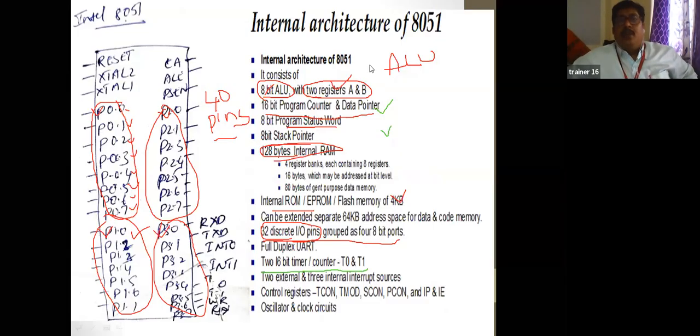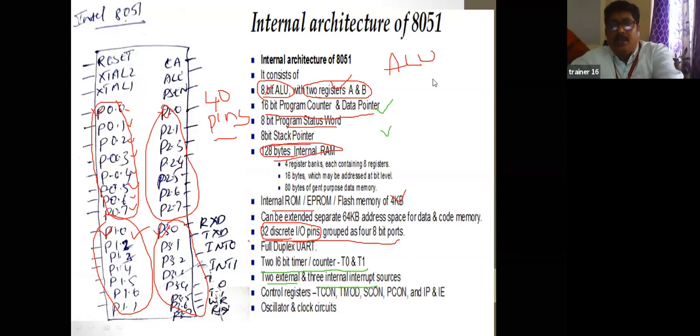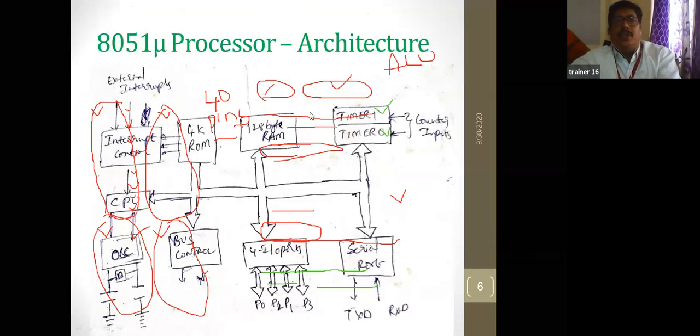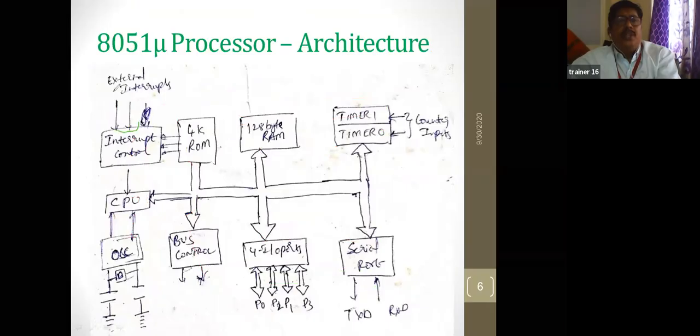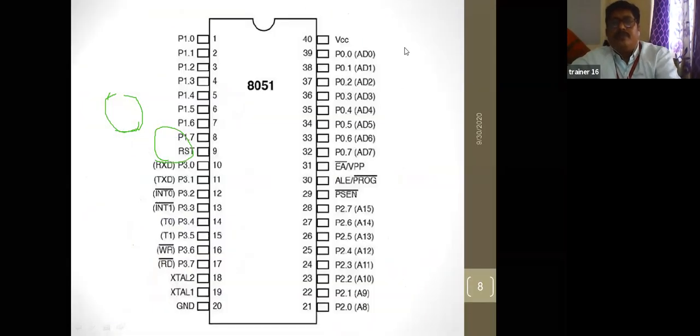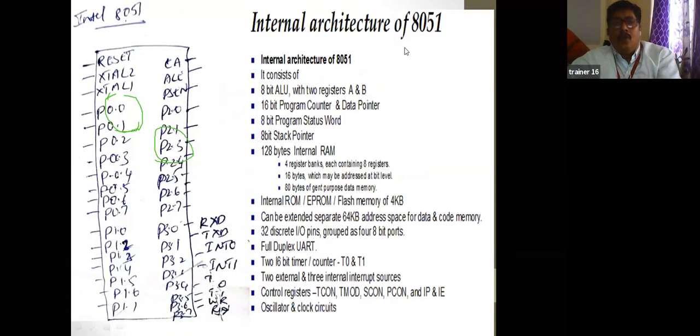And as I told you, there are 2 external and 3 internal interrupt sources. See here, these are the 2 external, and 2 external and 3 internal interrupt sources.